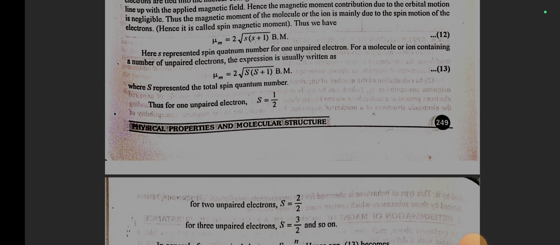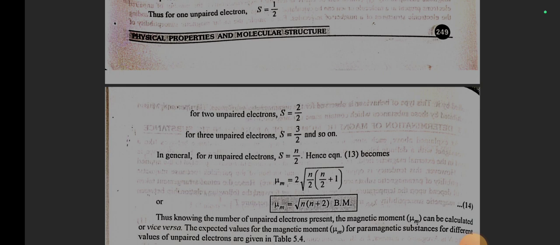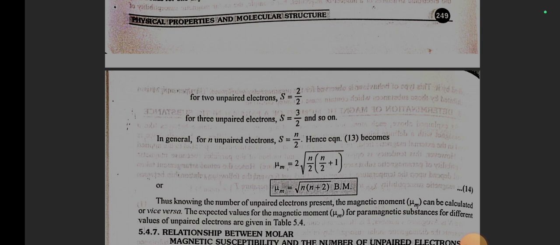where s represents the spin quantum number of one unpaired electron. For a molecule or ion containing a number of unpaired electrons, the expression is usually written as μm is equal to 2√(s(s+1)) Bohr magneton. For 1 unpaired electron, s is 1 by 2. For 2 unpaired electrons, s is 1. For 3 unpaired electrons, s is 3 by 2. And for n unpaired electrons, s is n by 2. μm is equal to 2√((n/2)(n/2+1)). μm is equal to √(n(n+2)) Bohr magneton.